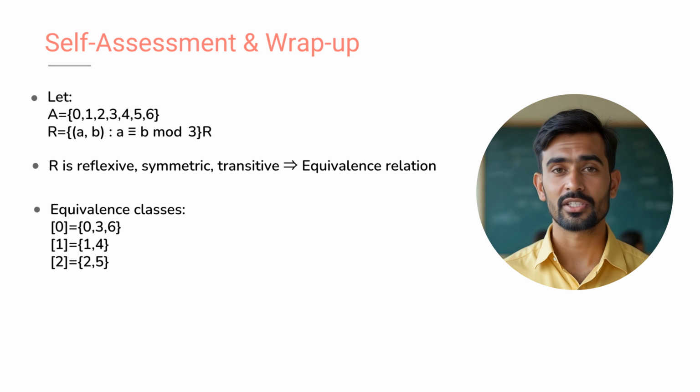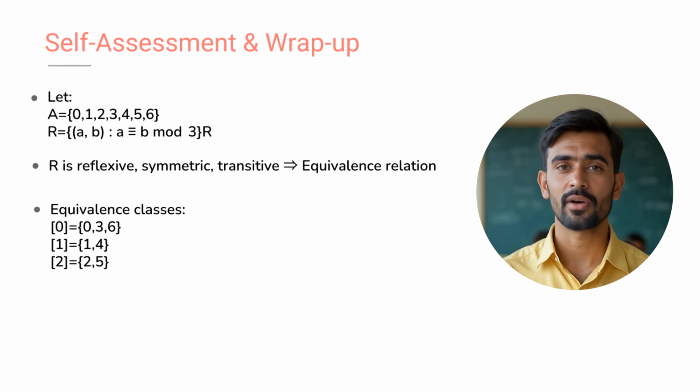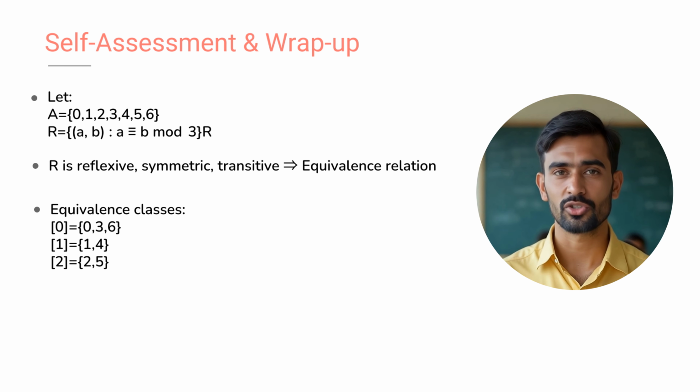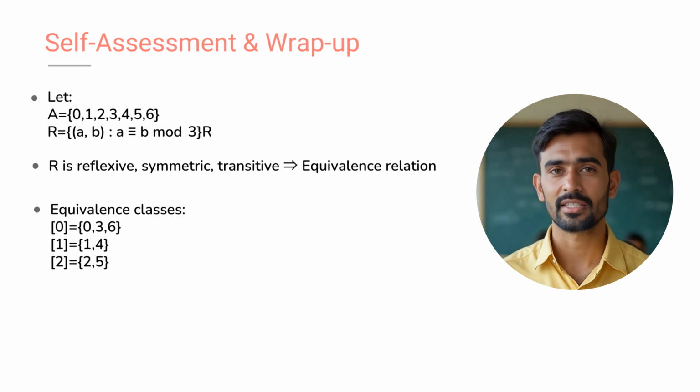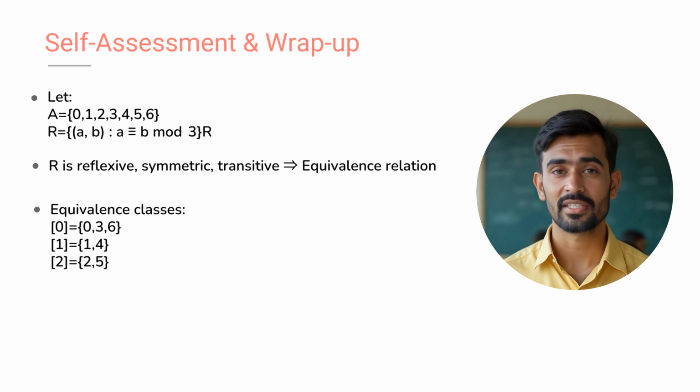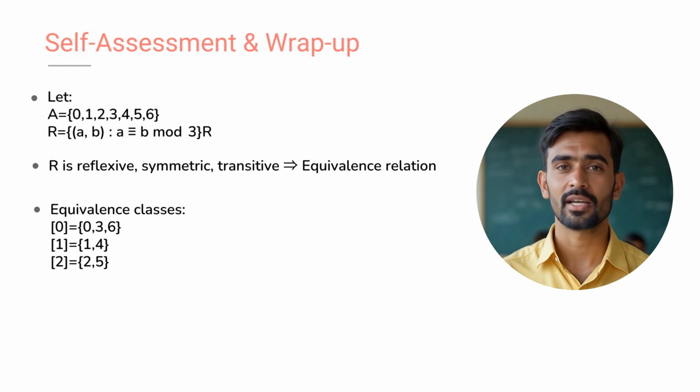Now it's time to test yourself. Let's take the set A of 0, 1, 2, 3, 4, 5, 6 and define a relation R like this. Set (a, b) belongs to R if a is congruent to b modulo 3, which just means the difference a minus b is divisible by 3. Step 1. Is this an equivalence relation? Let's check. Is this reflexive? Yes, because a is always congruent to itself.